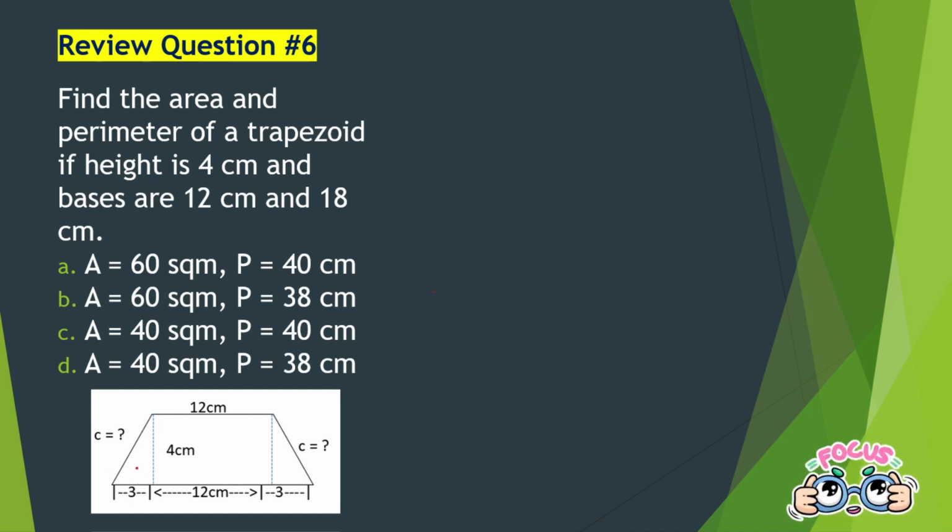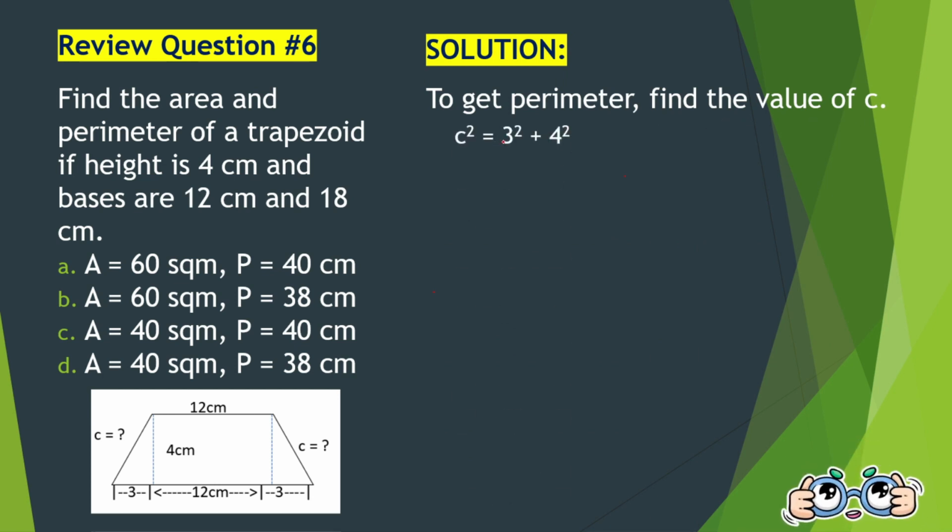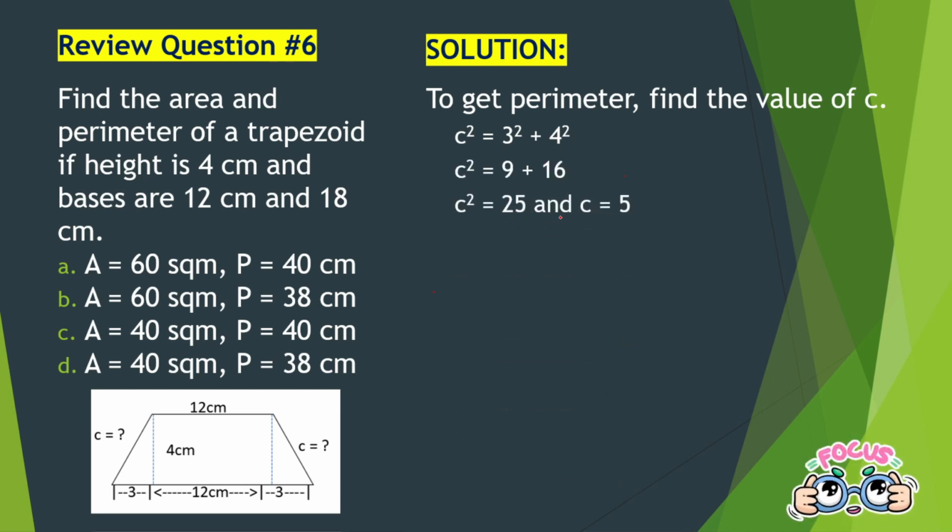Okay? So, gagamitan natin yan ng Pythagorean theorem, wherein the legs are 3, 4, and C. Para makuha natin yung perimeter, yung area, walang problema because we have the height and we have the length. However, this is how we compute the perimeter and the area of the given trapezoid. To get the perimeter, find the value of C. So, C squared is equal to 3 squared plus 4 squared. Therefore, C squared is equal to 25 and C is equal to 5. Meron na tayong 5. Pag inadd na natin yan lahat, makukuha na natin yung perimeter.